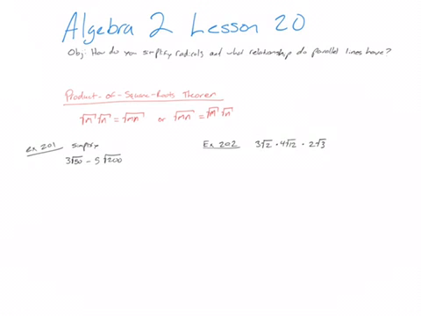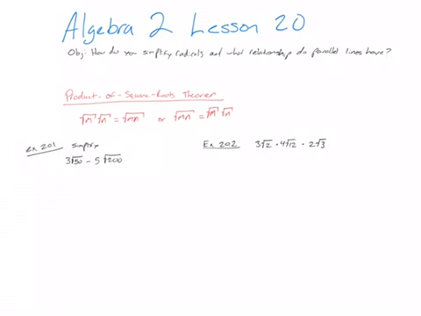And in order to do that, we need to understand the product of square roots theorem. It says that if I have the square root of a number times the square root of a number, it's equal to the square root of the product of those numbers. Or if you have the square root of a product, you can separate those and say the square root of the first one times the square root of the second one.